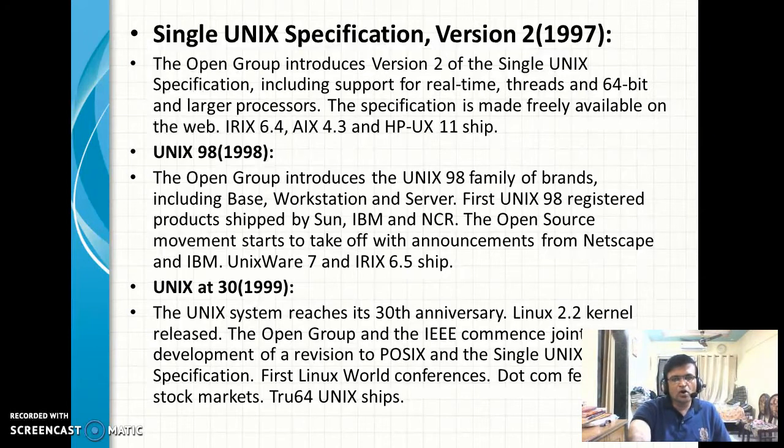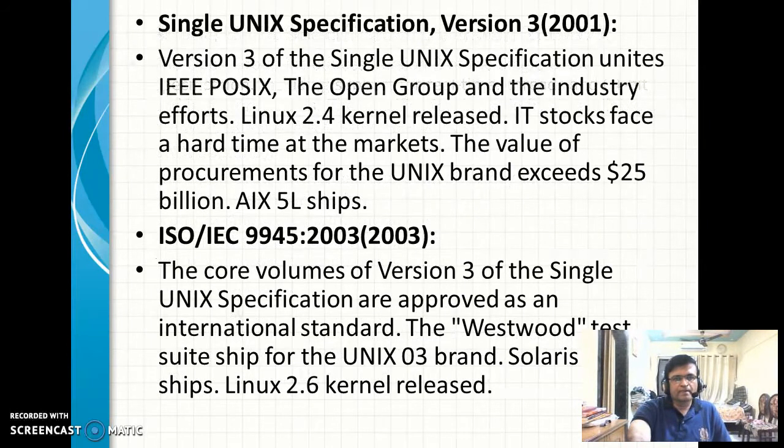The first LinuxWorld Conference took place. Dot-com fever was in the stock market and 64-bit Unix was shipped during this period. Version 3 of the Single Unix Specification unites with IEEE POSIX, the Open Group and industry efforts. The Linux 2.4 kernel was released. IT stocks faced a hard time at this time. The value of procurement for the Unix brand exceeds $25 billion, and AIX was shipped during this period.